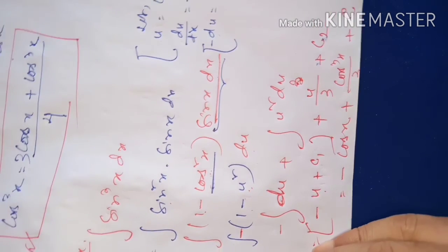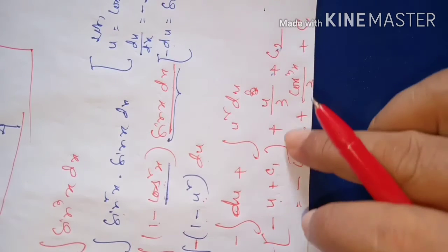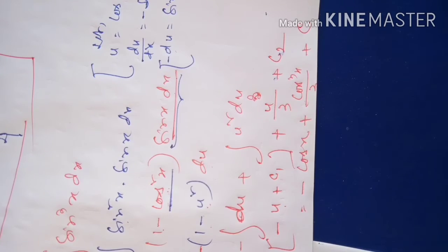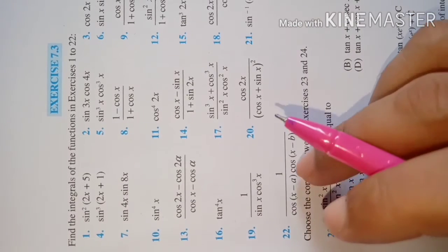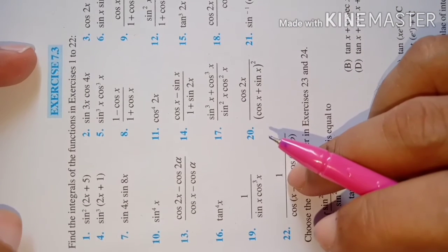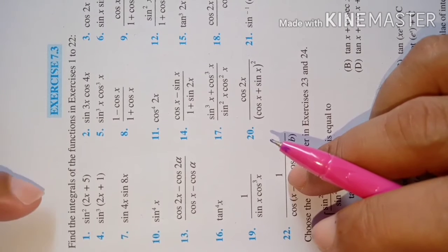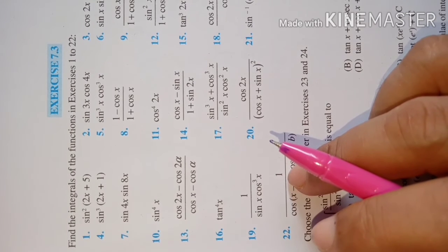Okay, dear students, so we can solve the problem this way also. So this is one way. After this introduction, I am taking exercise 7.3. Now I want to give you some idea how to solve the problems from this exercise using these trigonometric identities.